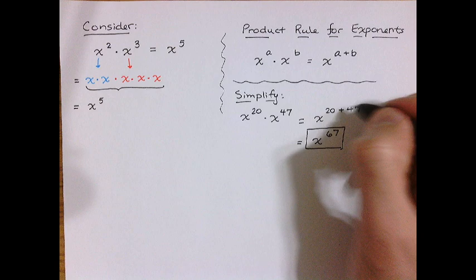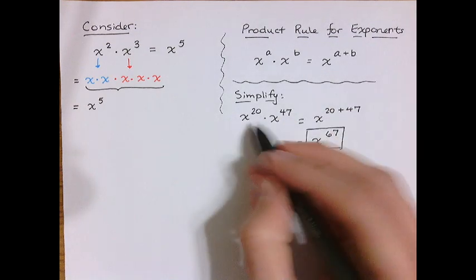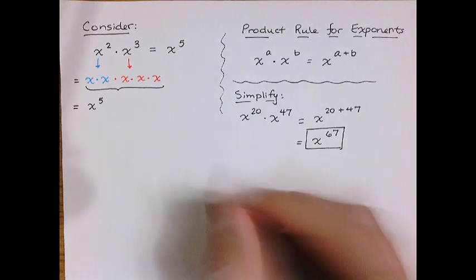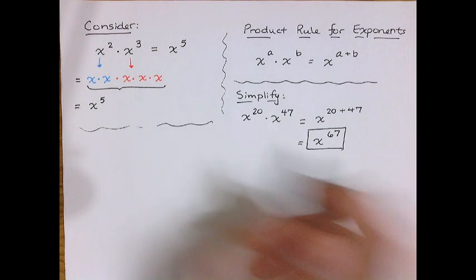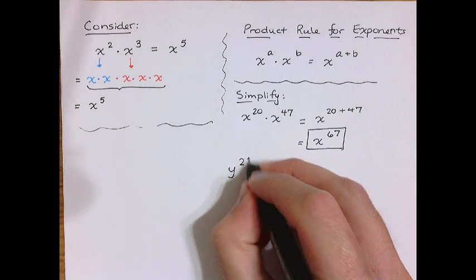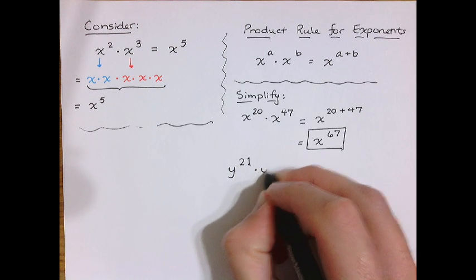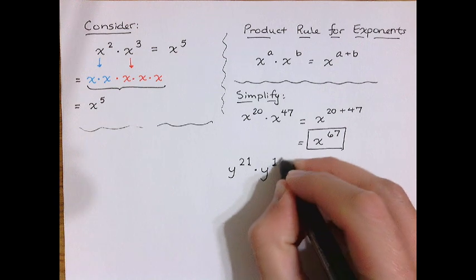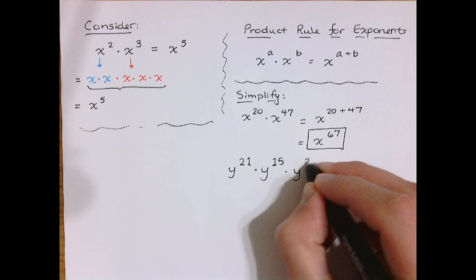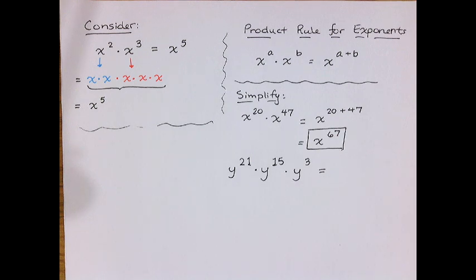Now, a lot of times you guys probably won't even write this step. You will look at this and say, okay, off to the side, I need to take these guys and add them together. So if I were to give you this, I say y to the 21st times y to the 15th times y to the 3rd. What do you think the answer would be? Throw it there in the chat. Let's see what you guys come up with.